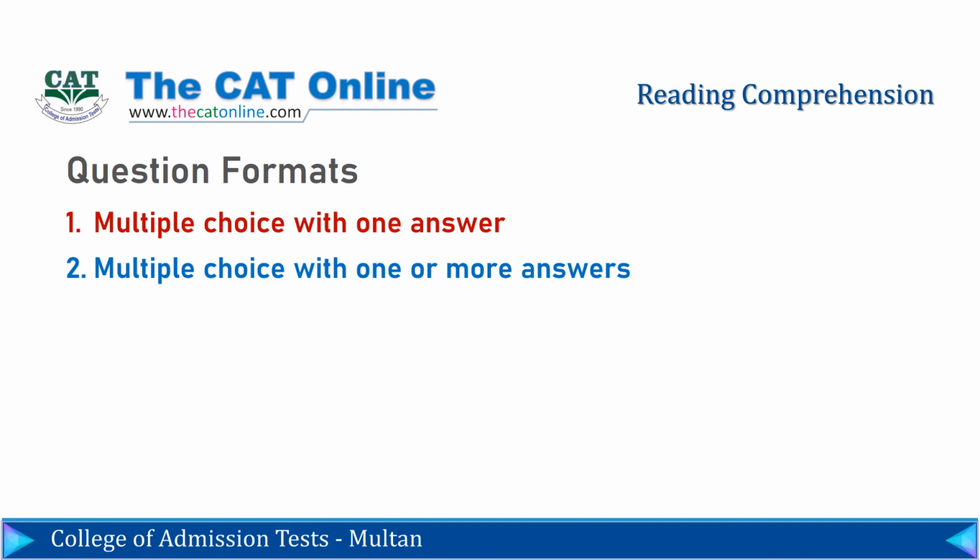Multiple choice with 1 or more answers. On these questions, you'll get 3 answer choices. 1, 2, or all 3 of them may be correct. You'll have to pick the correct answer or answers. There's no partial credit, so you only get the question right if you get it exactly right.